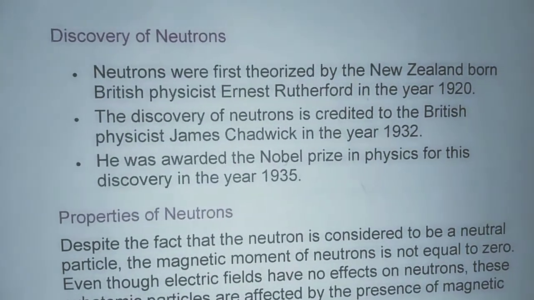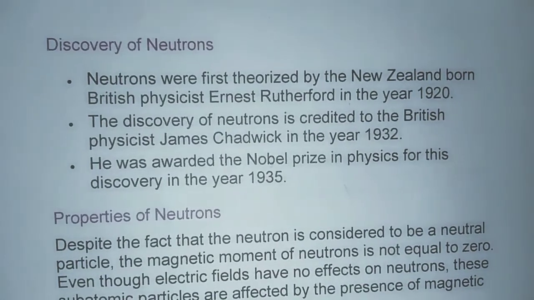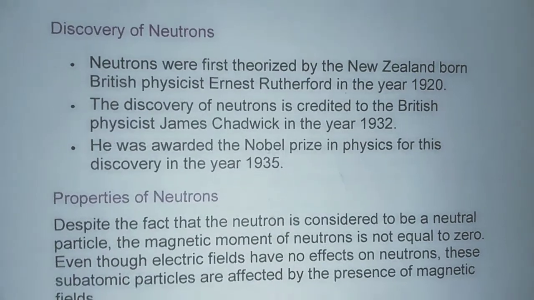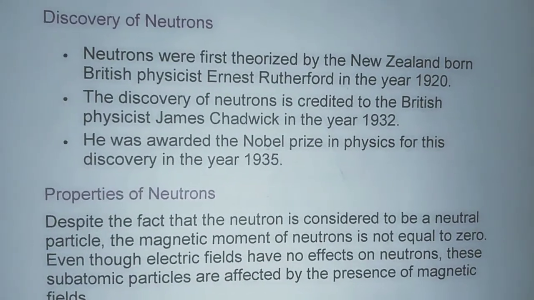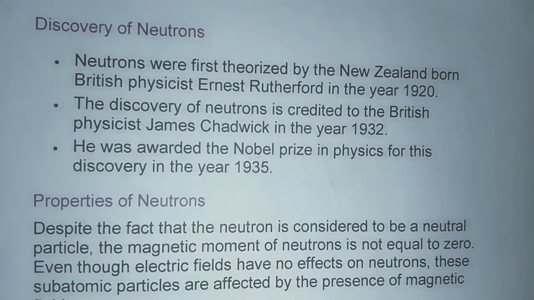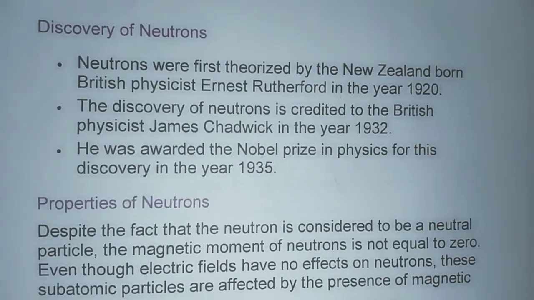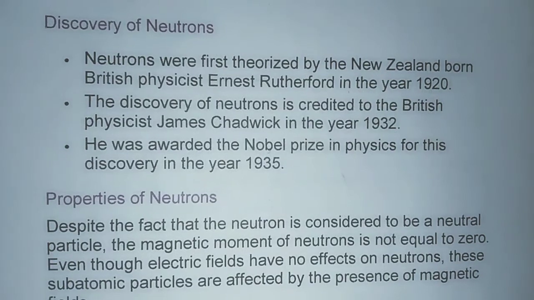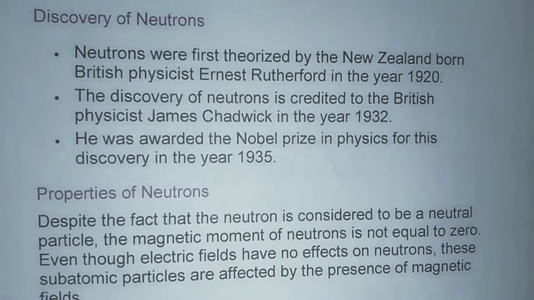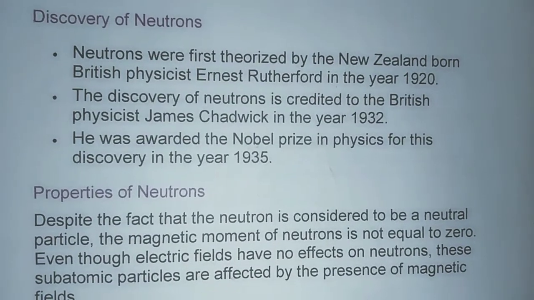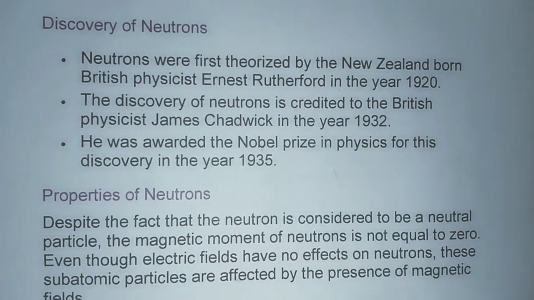Discovery of neutrons. Neutrons were first theorized by the New Zealand-born British physicist Ernest Rutherford in the year 1920. The discovery of neutrons is credited to the British physicist James Chadwick in the year 1932. He was awarded the Nobel Prize in Physics for this discovery in the year 1935.